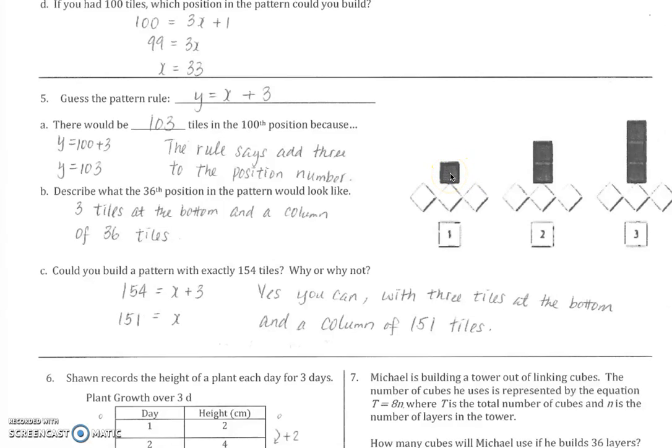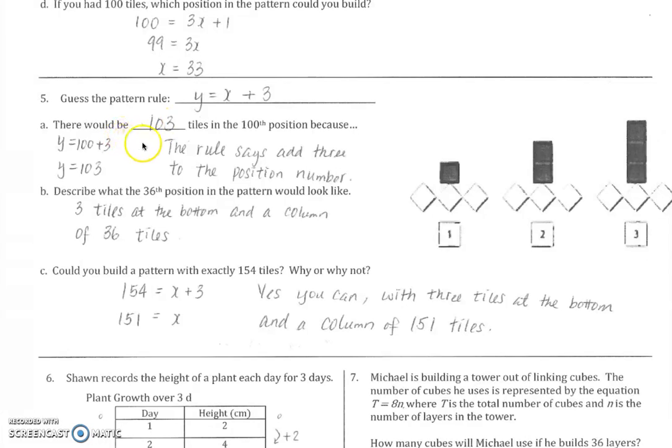Position 1, I have 1. In position 2, 2 dark tiles. Position 3, there are 3 dark tiles. So I know that we're going up by 1 each time, which makes the pattern rule y equals x plus 3.